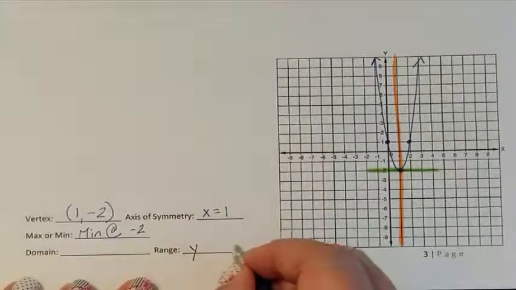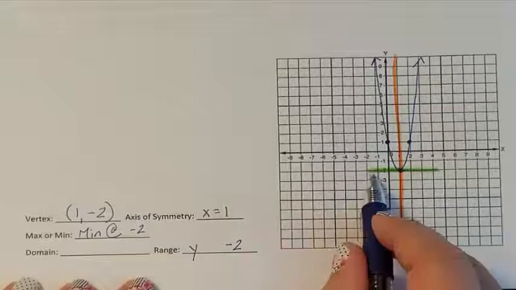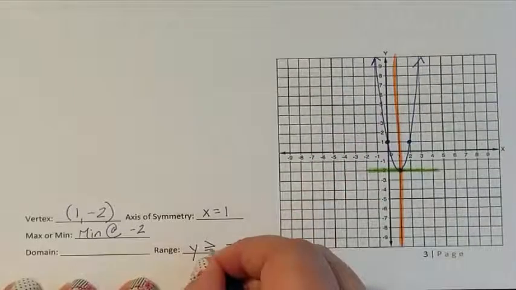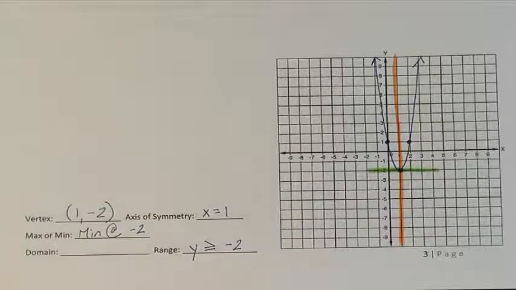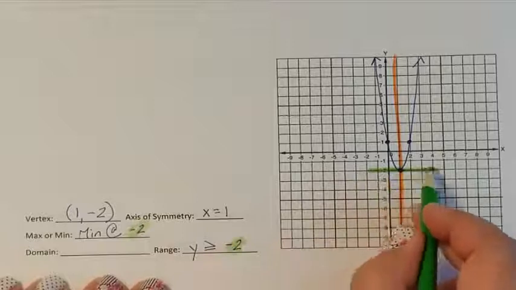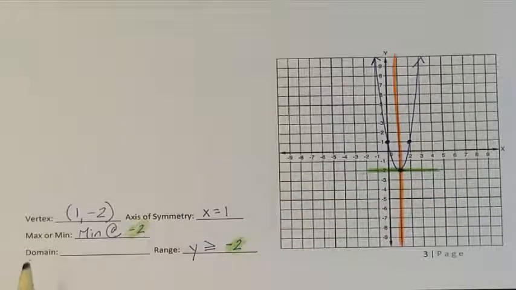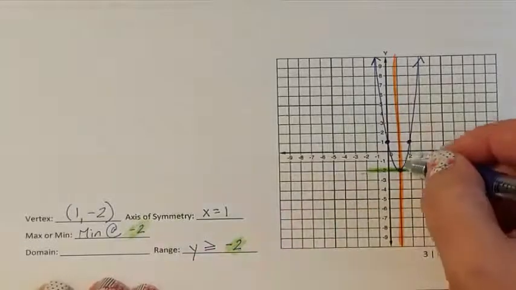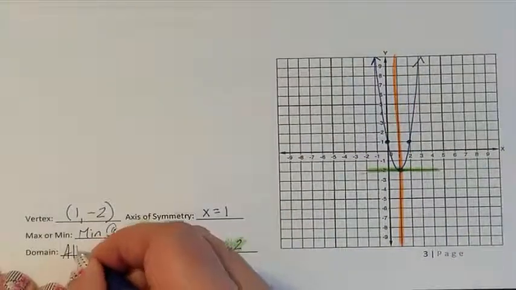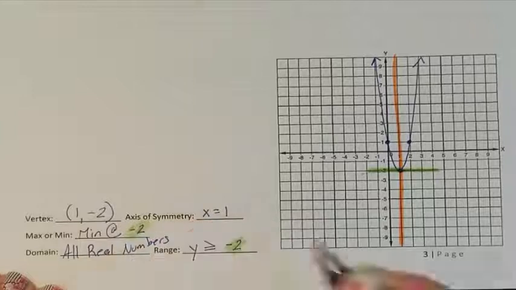That also means that my range is going to be looking at the -2. My parabola is always above, so I have the greater than or equal to represent the above. This -2 in both of these came from where this line is right here. Now my domain, I see that it goes forever in the right and forever in the left, so my domain is all real numbers. And I'm done.